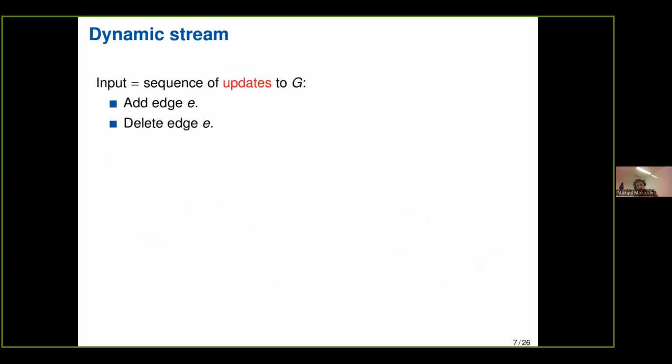So now we hopefully understand what an expander decomposition is. Now, what is a dynamic stream? This is a fairly simple definition. In a dynamic stream, one is given graph G as a sequence of updates, and each update either adds an edge that wasn't in the graph or deletes an edge that was in the graph.